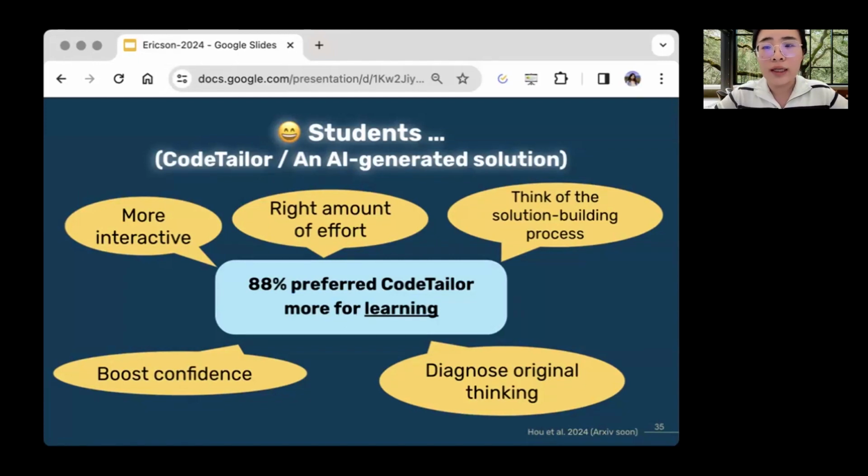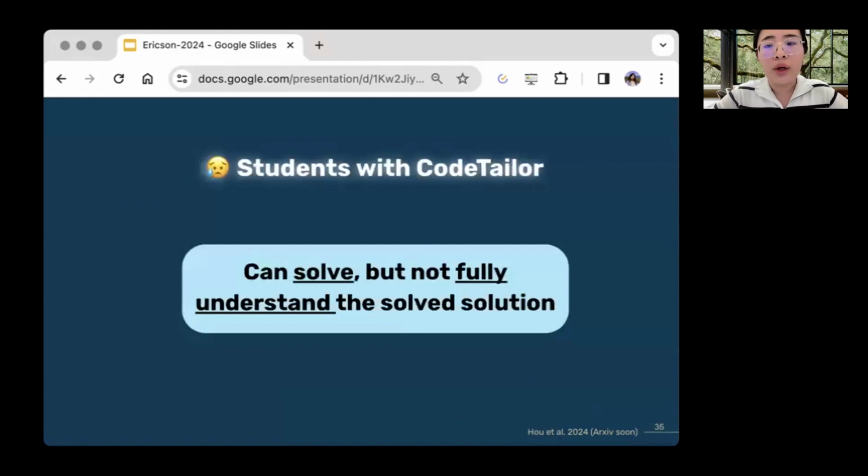So one student said that by comparing the differences of the distractor blocks with the other blocks, it allows you to understand how different pieces of code are important, or what small changes can actually do to the solution. However, some students reported challenges with solution comprehension. One reason is that CodeTailor lacks sufficient explanation to facilitate student understanding of the difficult details.